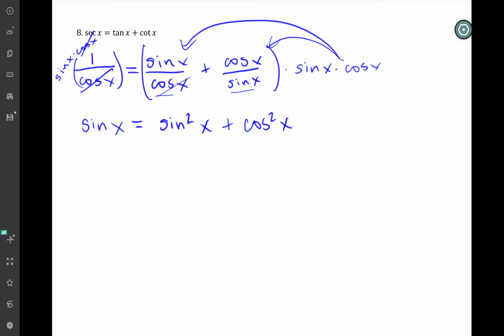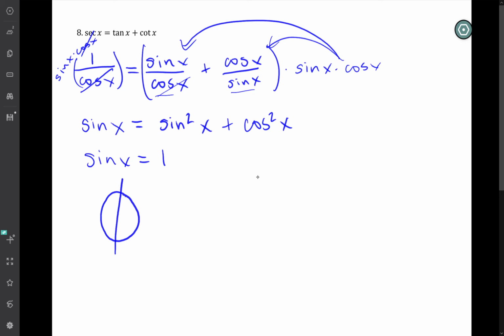And that's actually fantastic because sine squared x plus cosine squared x is equal to 1. So I actually just end up with sine x equals 1. And if I go to my unit circle, as soon as you isolate that trig function, you're ready for your unit circle. I'm talking about all the points that are right at the top of the circle. So pi over 2 is a great one, and then every 2 pi after that.